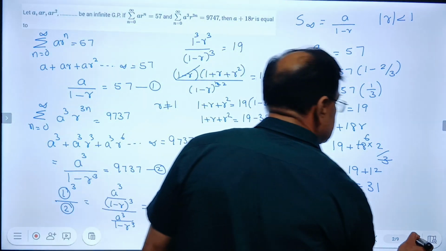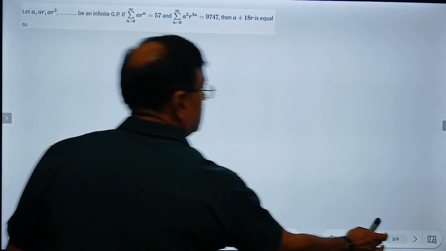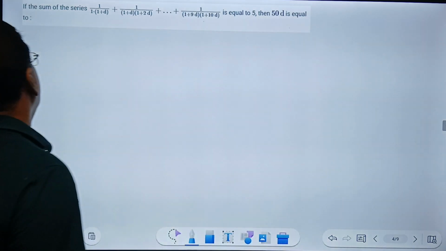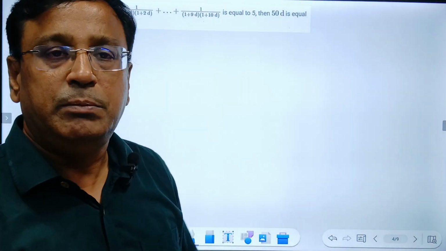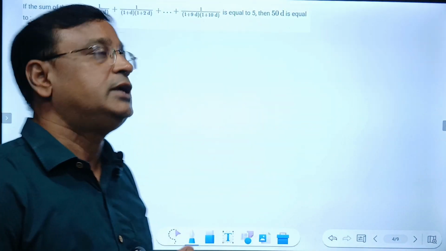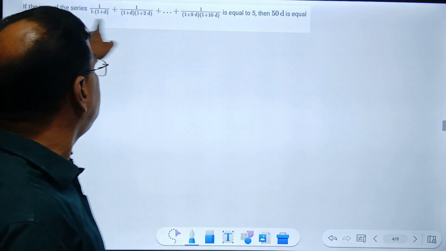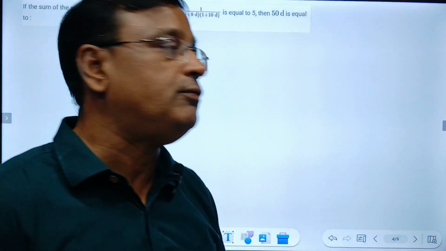Now let's go to the next problem. This is also a very nice problem. Look at this. Here the sum of the series is given. This is neither a GP nor an AP. It's a chapter on sequences and series. It's not necessary that it should be AP or GP. It can be just a sequence. Now here you have a sequence, you have a series, and that sum of the series is equal to 5. I'm asked to find 50D. Now how do I find 50D?